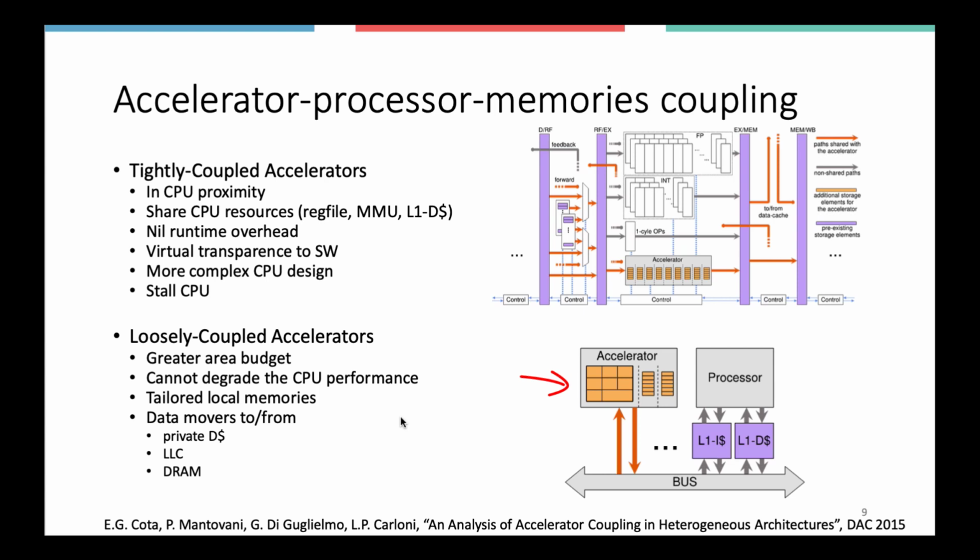For loosely coupled accelerators, we are able to tailor the local memories, and in particular, we can move data among the accelerator, the private caches, the last level caches, and the main memory. The ESP accelerators follow this second model. These accelerators are integrated in an ESP instance as devices that we control via Linux device drivers. The ESP accelerators operate on large datasets, and they alternate computation phases with data transfer phases.